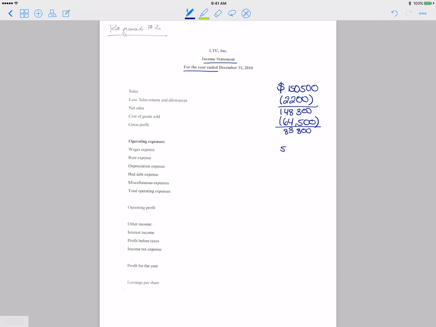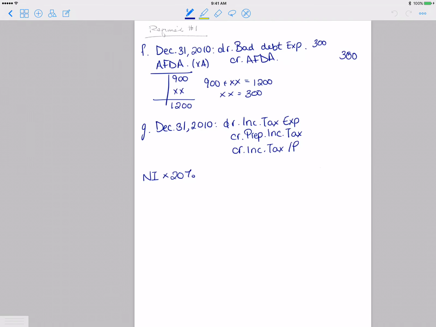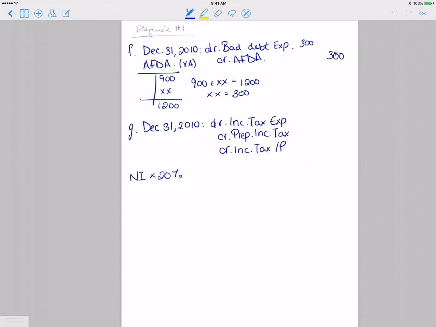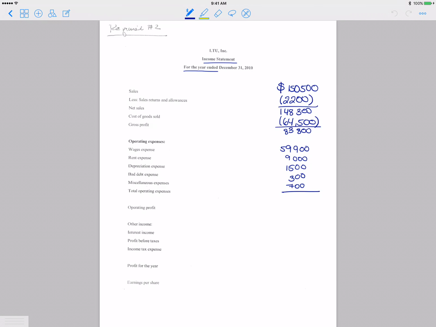Now, our operating expenses, let's just add them all in. We've already calculated the total on the first page, so let's just write them right in. I'm simply copying down the numbers that you've seen in the first part of the question. All of these numbers here that were associated with accounts that have income statement in red next to them are now being added in. The balances are simply being put into our income statement.